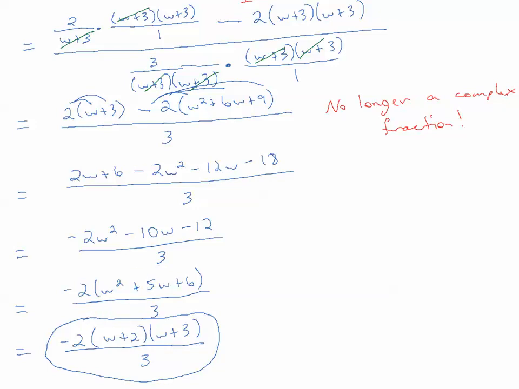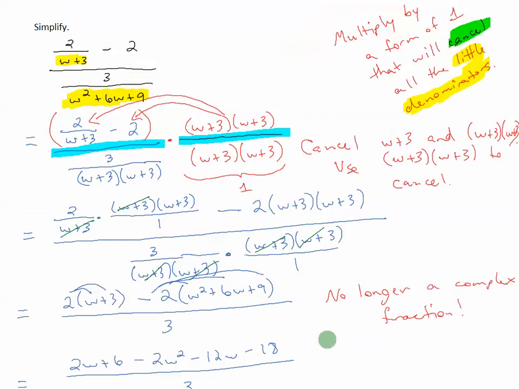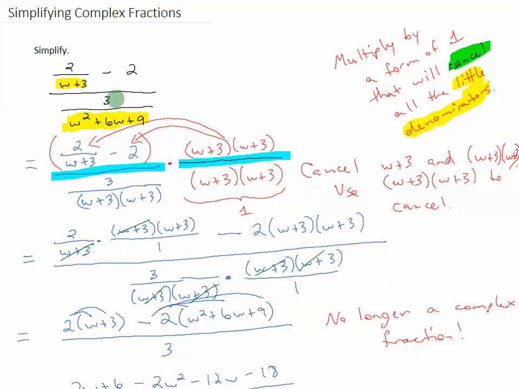So the original complex fraction simplifies to this. The way we did it was we had to multiply the original complex fraction by something that would cancel the little denominators. Then we distributed it into the top and the bottom, canceled the denominators, and cleaned up the fraction at the end.